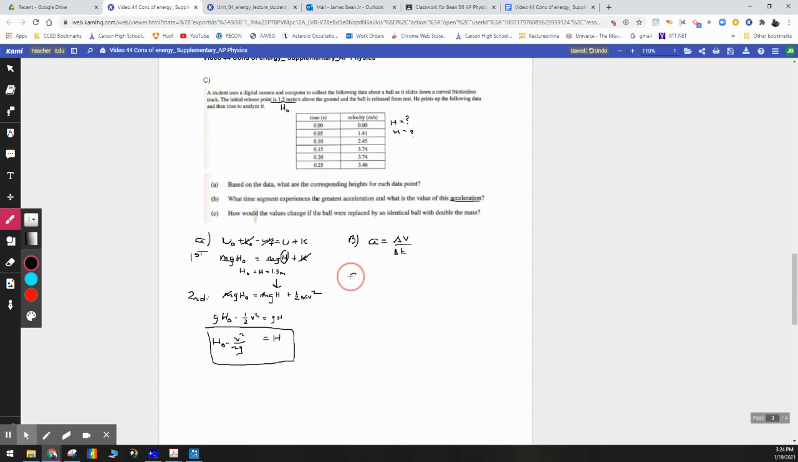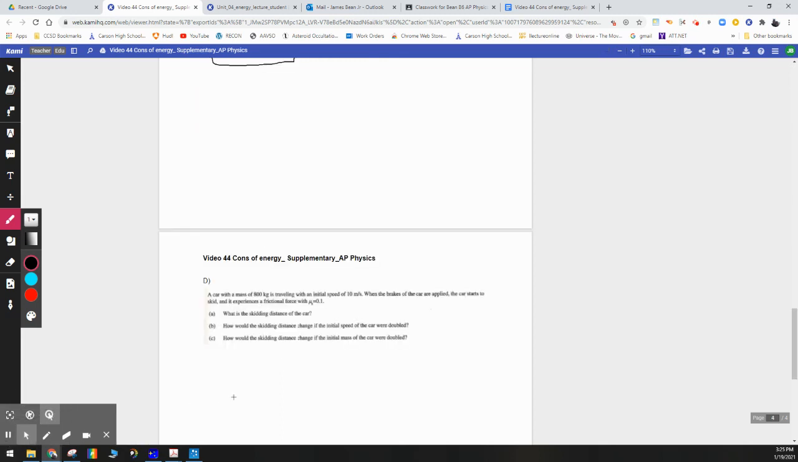Now part C. How would the values change if the ball were replaced by an identical ball with double the mass? How would it affect the values? I'll let you answer part C. All right, last one here.